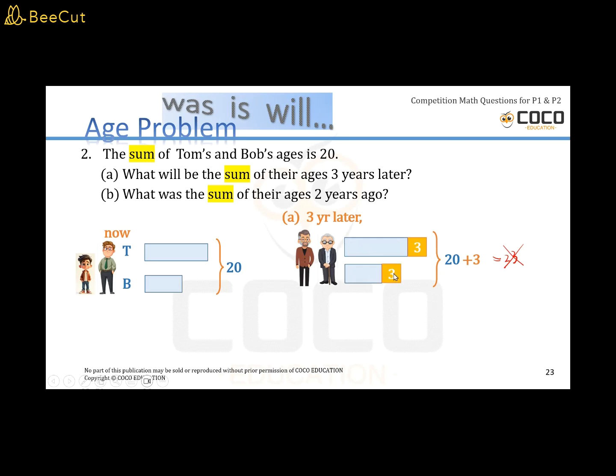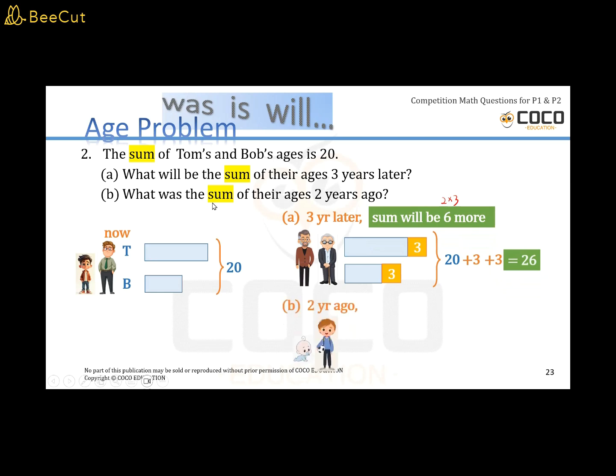So Bob's bar is also getting longer. Just now, you plus 3 for Tom. Don't forget, you still need to plus another 3 for Bob. So altogether, you should plus 2 3s. 3 years later, the sum will be 6 more, which is double 3.